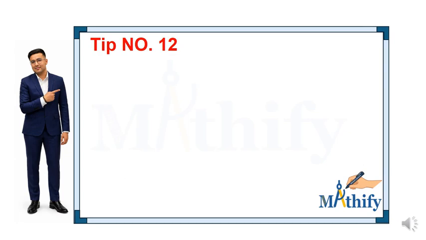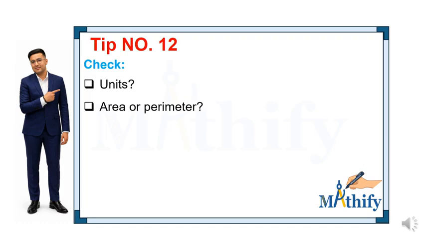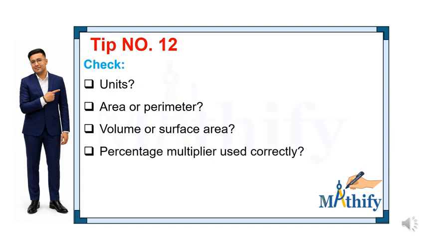Tip number 12. Double check the units, whether the correct units have been put in your final answer. Check for any area or perimeter, volume or surface area, and whether the percentage multiplier has been used correctly.